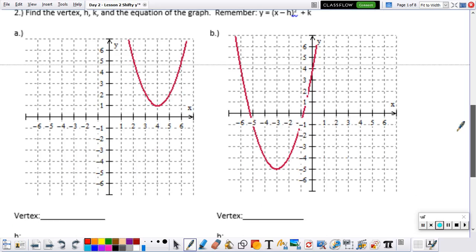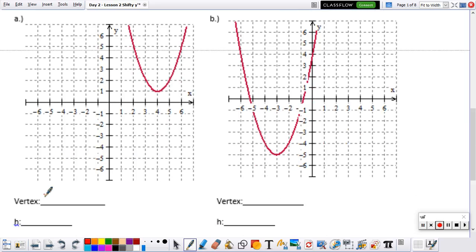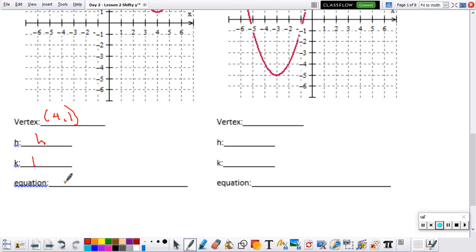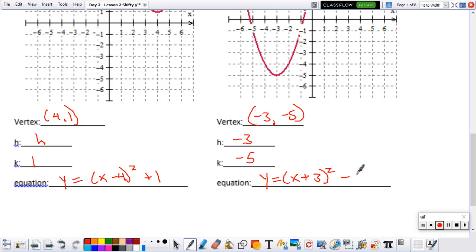Now all these A values are 1. So the vertex for 2A is going to be 4, 1. H is 4. K is 1. And that makes the equation y equals (x minus 4) squared plus 1. The vertex for B is -3, -5. That makes H -3 and K -5. And our equation is y equals (x plus 3) squared minus 5. All right.